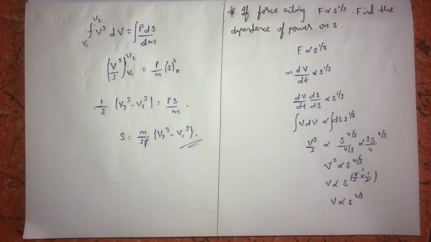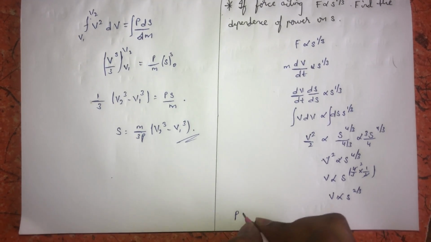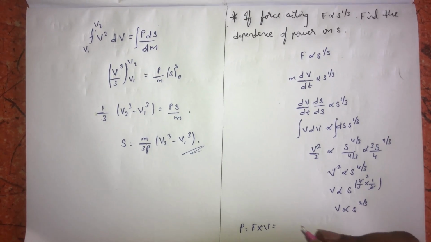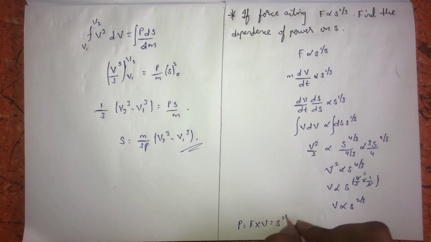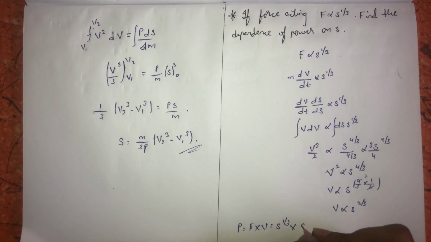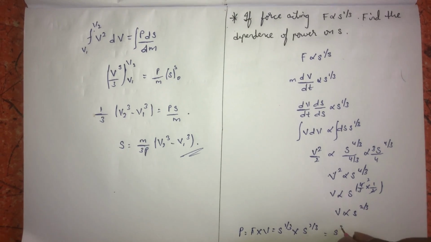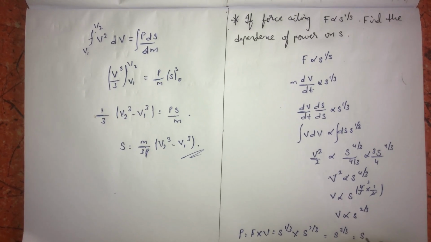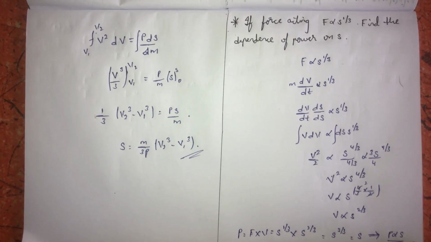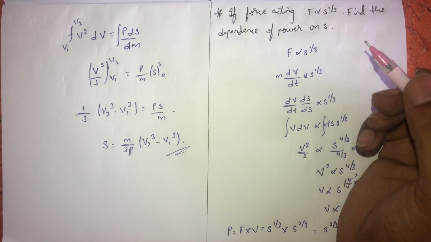That's clear. But they ask for the dependence of power on displacement. So we know that power is equal to F into V, where force is given as S^(1/3) and velocity is directly proportional to S^(2/3). So finally S^(3/3), so power is directly proportional to S. That's clear, simple. I'm going to end this chapter, work, power, energy.